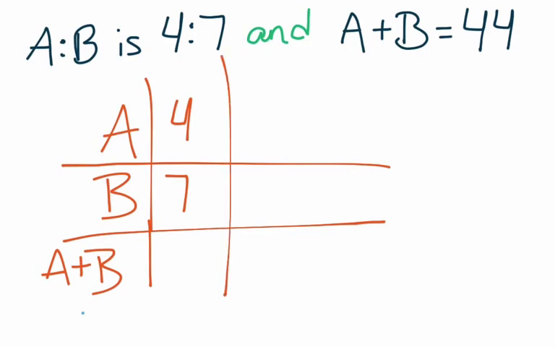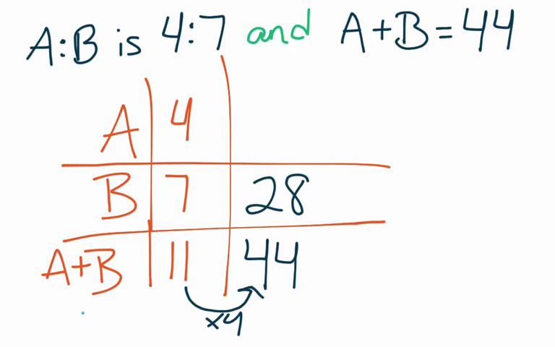That would mean that 4 plus 7 would give us 11, but I don't want 11. I want to get to 44. How am I going to do that? I would just do times 4. 7 times 4 is 28, and 4 times 4 is 16. So I found those two next missing pieces. How'd you do?